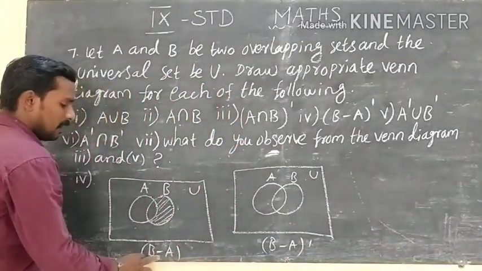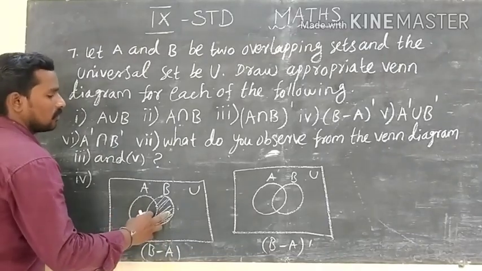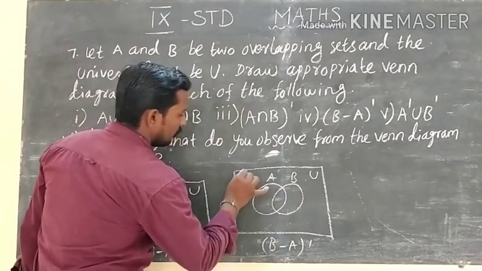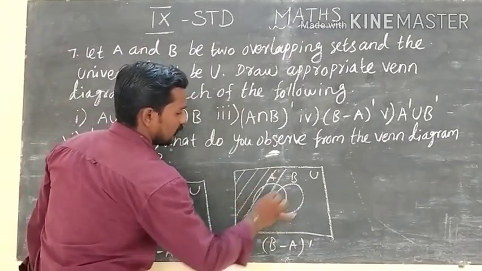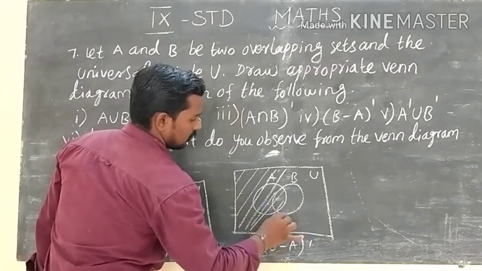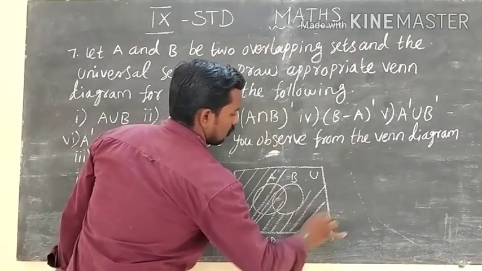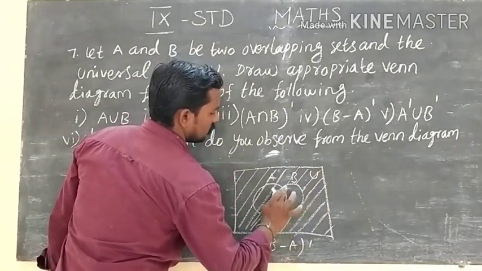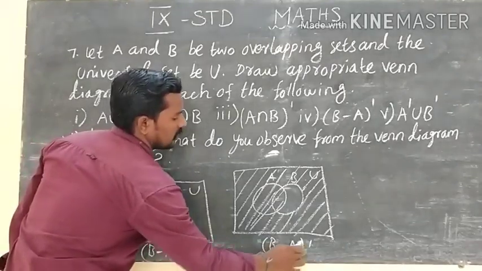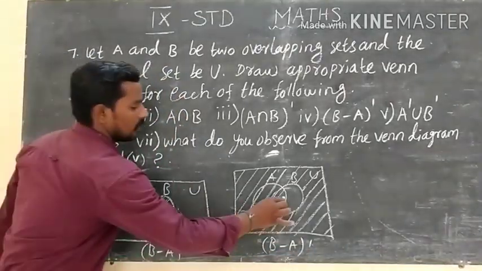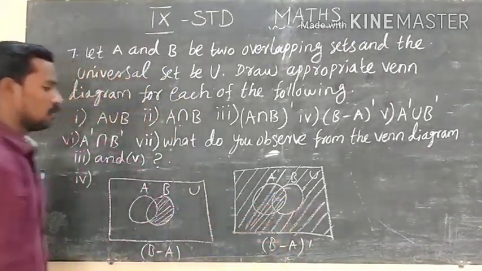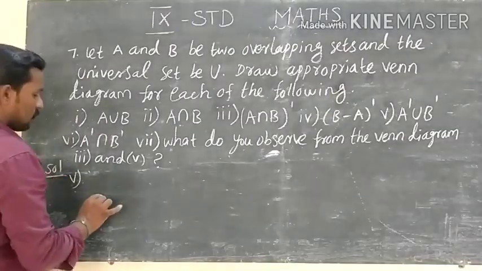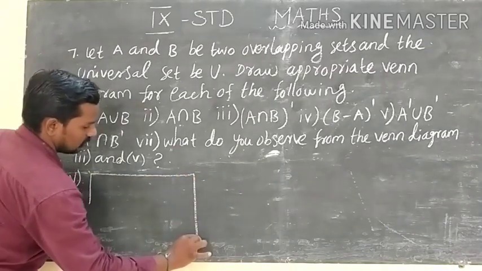Now, this is the B difference A answer, omitting this one from the general diagram. Omit this portion only. Okay. So the remaining portions are all shaded. That's all. Omit this portion. This is your answer of B difference A whole complement. So omit the B difference A portion only. Have you understood? In the solution, first find out the A complement.